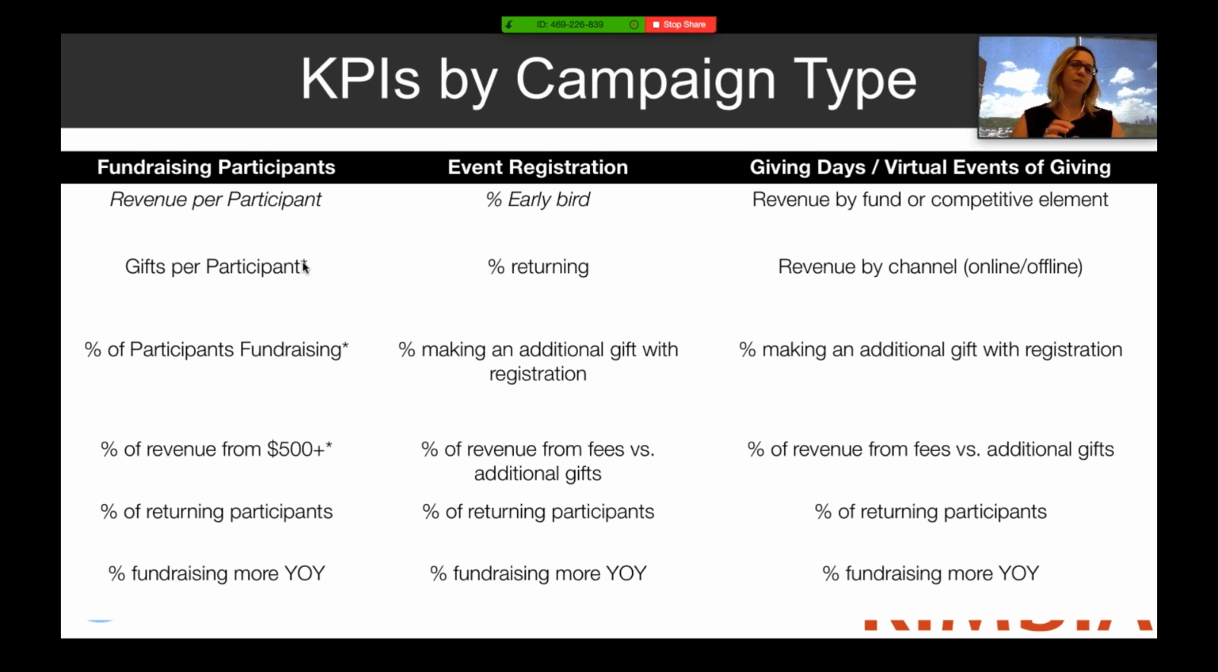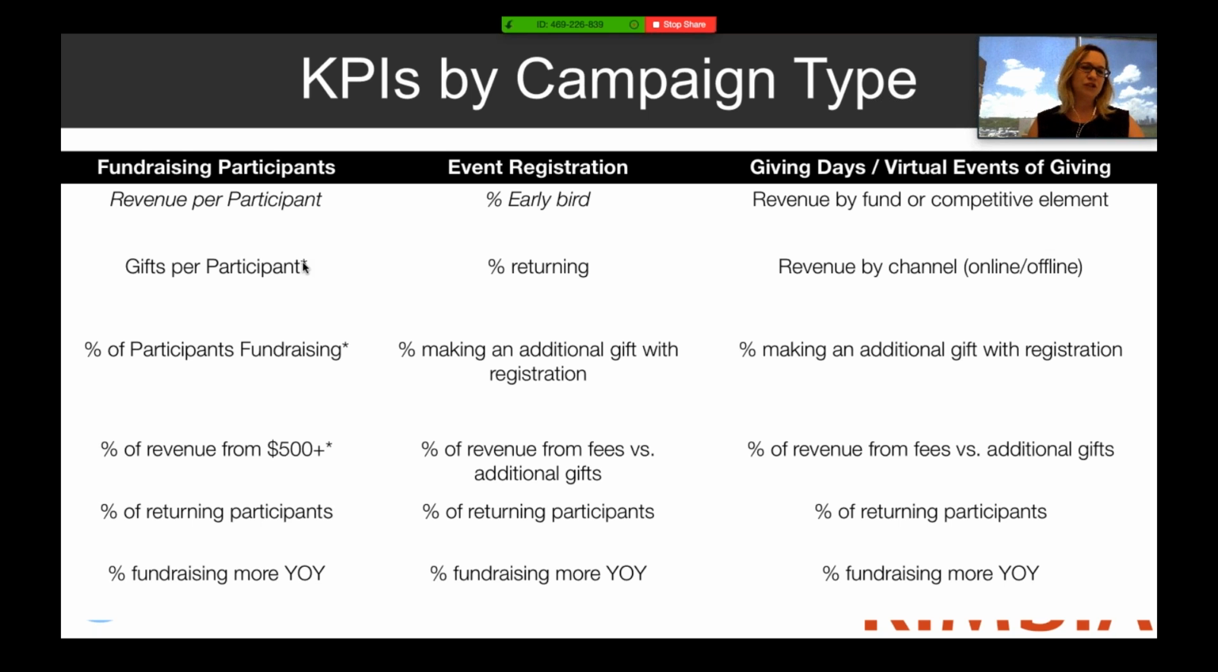Lastly, for giving days and virtual events, there are a couple of things that are a little bit different. Looking at revenue by fund or competitive element. What I mean by that is, let's say you're a community and there are a lot of different nonprofits in your area participating in a giving day. You might want to look at revenue by nonprofit participating. If you're a university, you might have different colleges within the university. You want to look at that competitive element between which colleges raised more, that sort of thing.